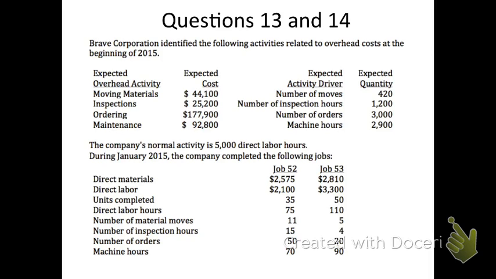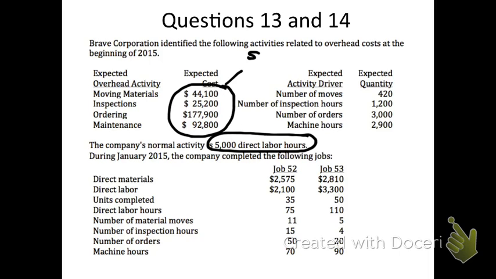So what you'll notice here is this is the driver that will be used in the traditional costing overhead assignment, and we will add all of these costs together to get total overhead. The total amount of overhead that's going to be assigned under either method is $340,000.